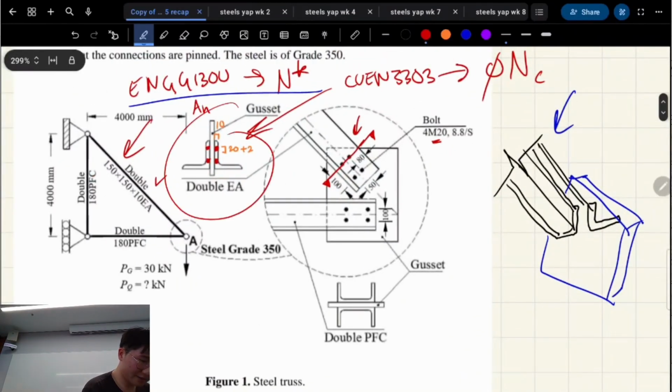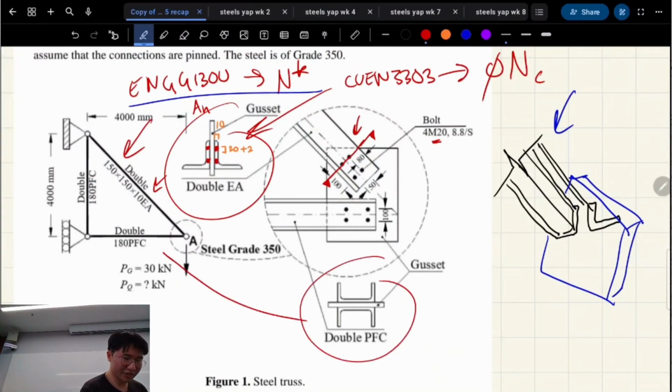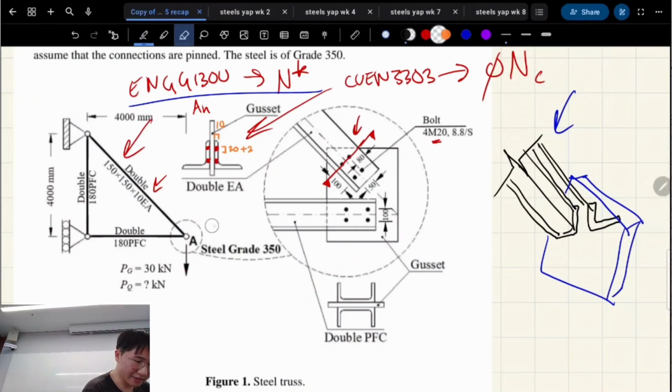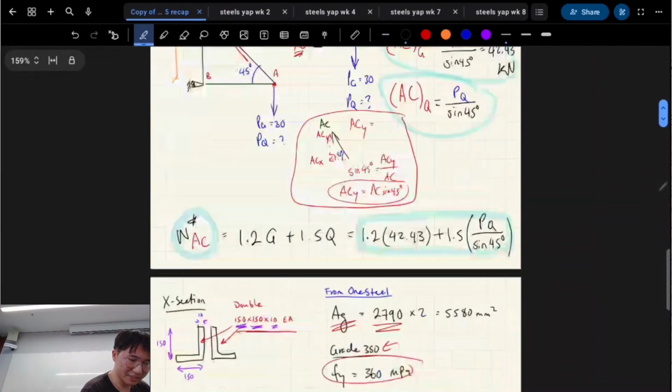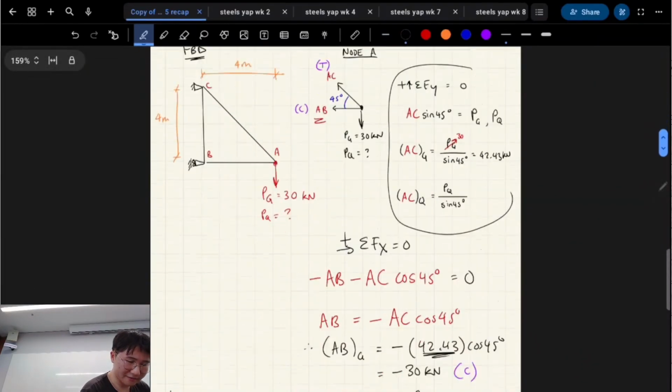Our tension section looks like that. Our compression section looks like this. They're different. So instead of double equal angle, we have double PFC, right? So two channels kind of back to back on each other, right? So it's going to have a different area, as you can imagine. It's going to have different properties. Same grade of steel though.